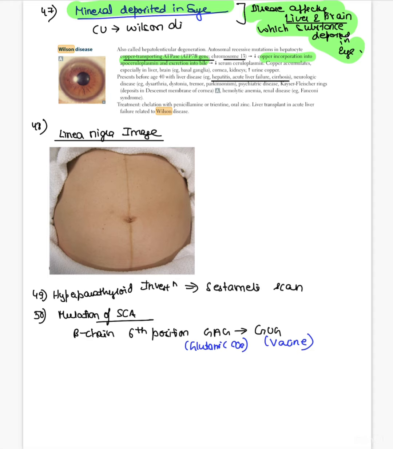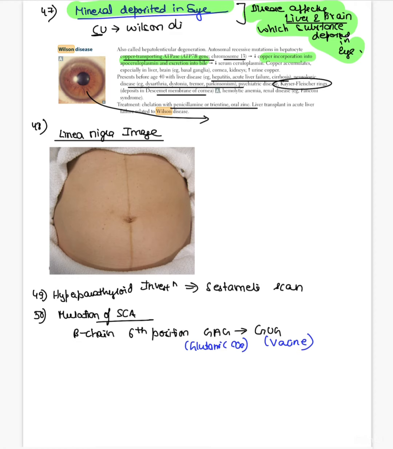So the patient may present with liver failure, hepatitis, neurological disease like dysarthria, dystonia, Parkinsonism, and this is the classical finding in the eye known as the Kayser-Fleischer ring. That is important. And where is the copper deposited? This is deposited in the 4th layer, that is Descemet's membrane of the cornea. Again, treatment: you need to chelate the excess copper, which can be done with penicillamine, zinc, or something like this.